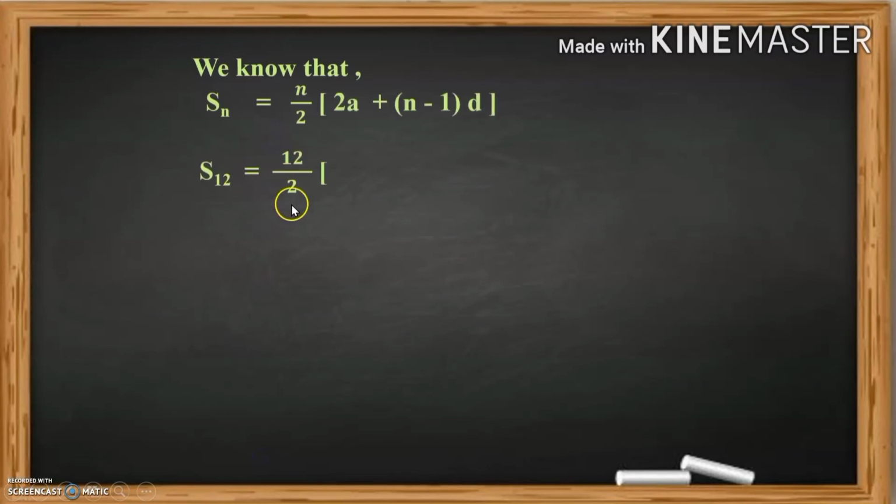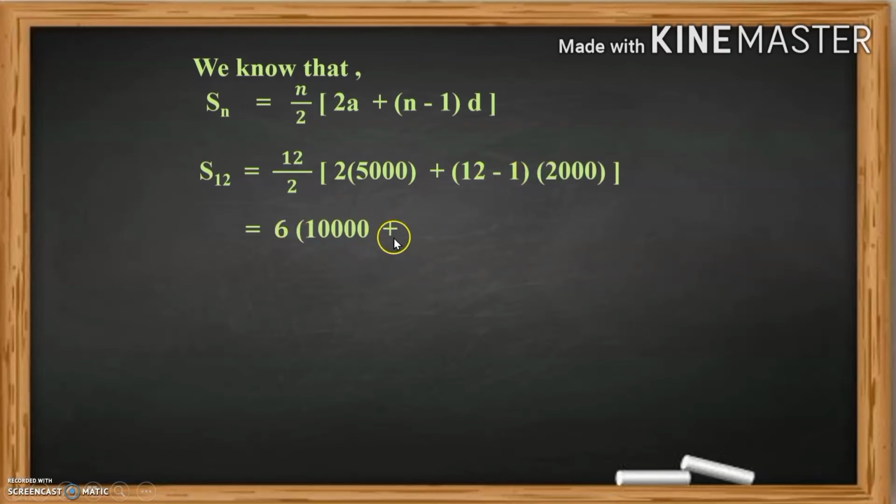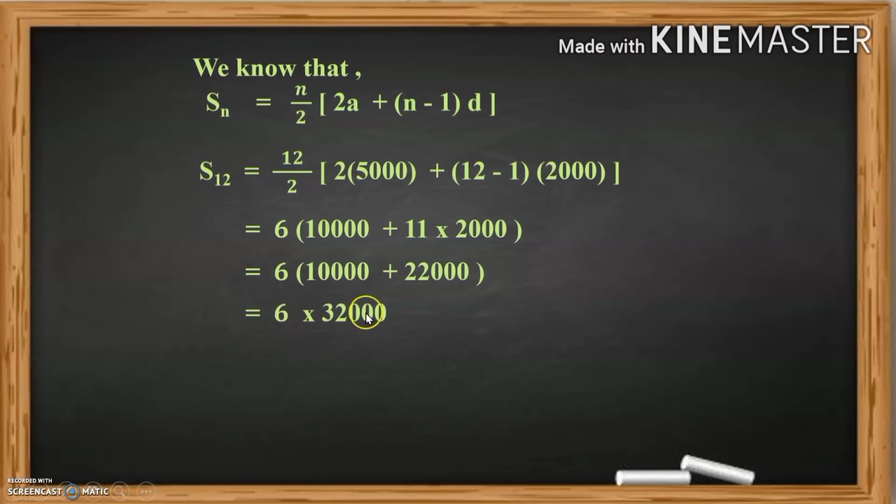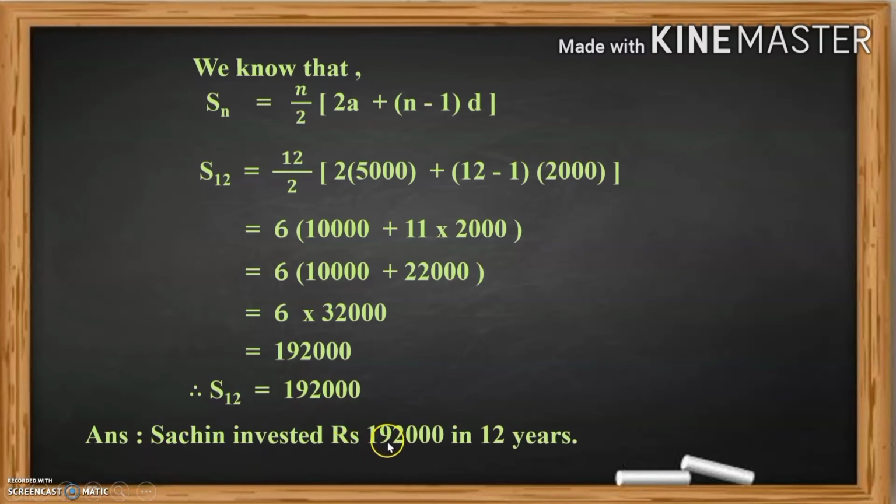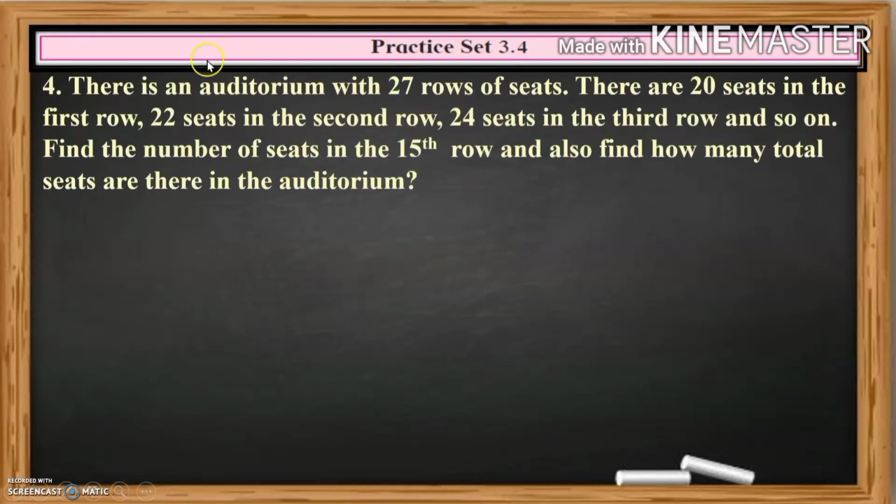So S12 will be 12 upon 2 into 2 into 5,000 plus 12 minus 1 into 2,000. So on simplification we will get 6 into 10,000 plus 11 into 2,000, that is 6 into 10,000 plus 22,000, which is equal to 6 into 32,000. So therefore S12 is 192,000. So Sachin invested rupees 192,000 in 12 years. This was similar to the previous sum. Now let's go to the next question.